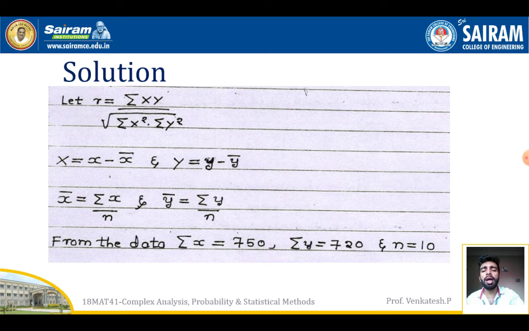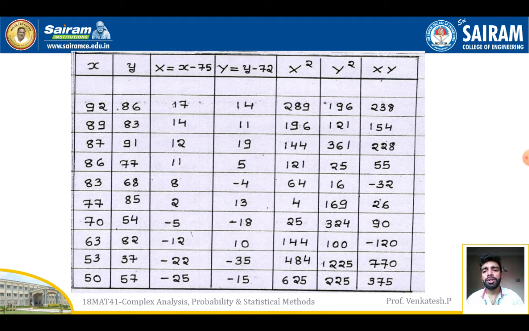From the data we have summation x is equal to 750, summation y is equal to 720 and n is given by 10. Now from this I am going to estimate the values of x bar as well as y bar. After calculating, x bar is 75, y bar is 72. Now to calculate capital X and capital Y, I incorporate x bar and y bar here. So capital X is equal to x minus 75, capital Y is equal to y minus 72.